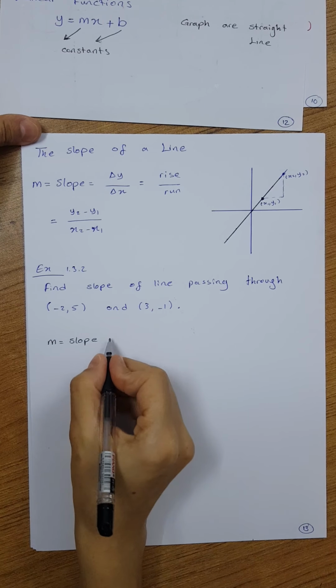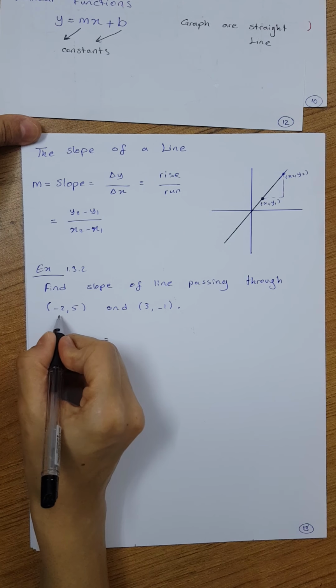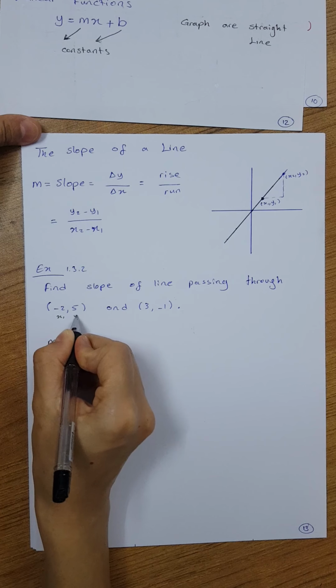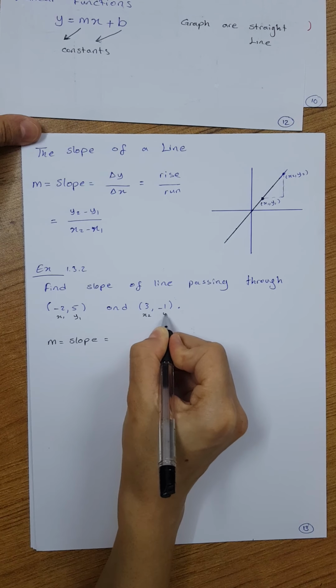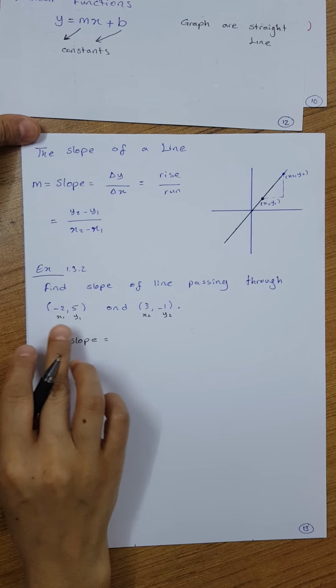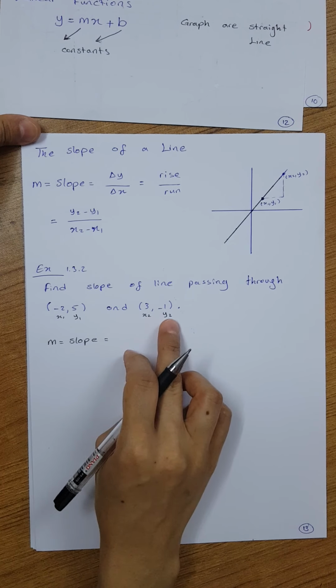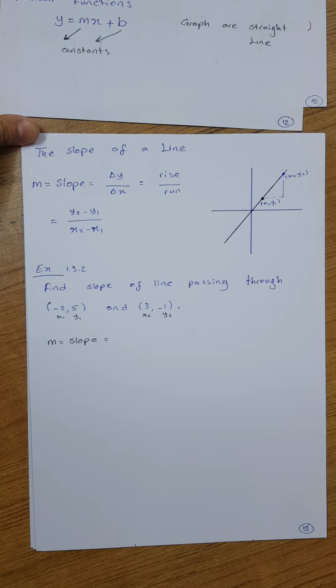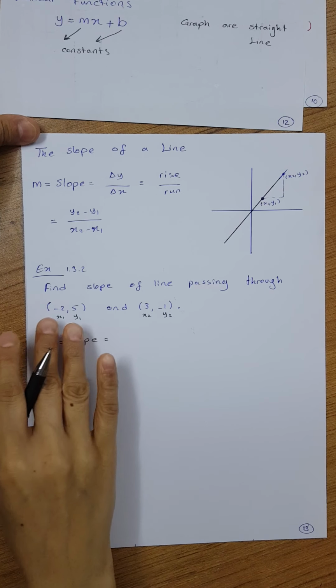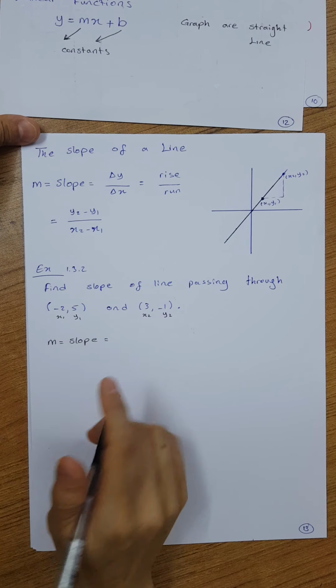So slope is equal to what? Let me represent those points as x1, y1 and that one as x2, y2. It doesn't make a difference if you even write this one as x2, y2 and x1, y1. It will give you the same result. So don't panic for this one. You're free to choose this one as x1, y1 or that one.